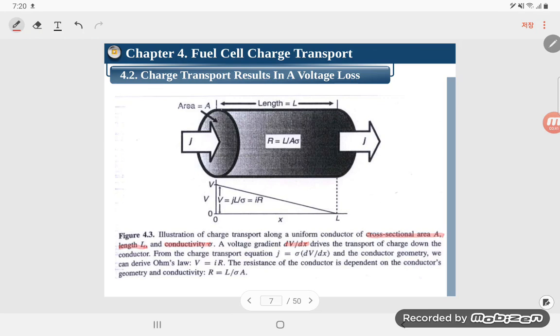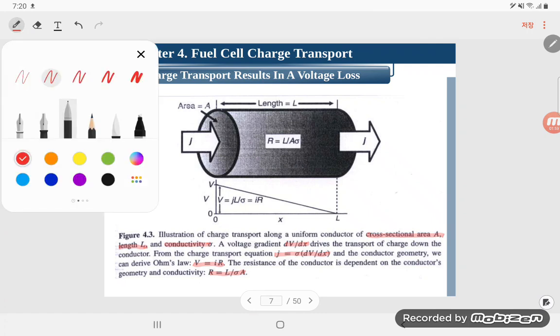So from the charge transport equation and the conductor geometry, we can derive Ohm's law, V equals IR. The resistance of the conductor is dependent on the conductor's geometry and conductivity. So from the relationship, we can define R as follows.